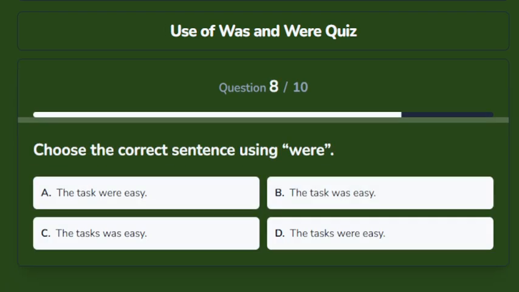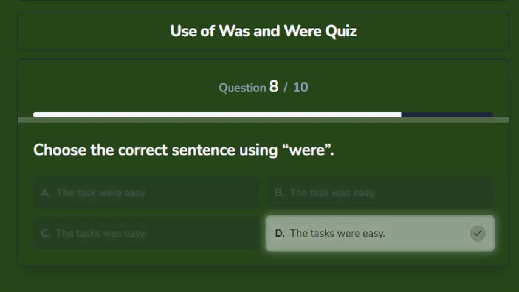Question number 8. Choose the correct sentence using were. Options are A the task were easy, B the task was easy, C the tasks was easy, D the tasks were easy. The correct answer is the tasks were easy.